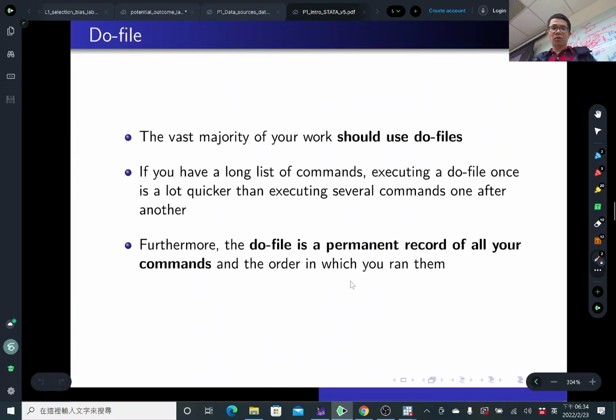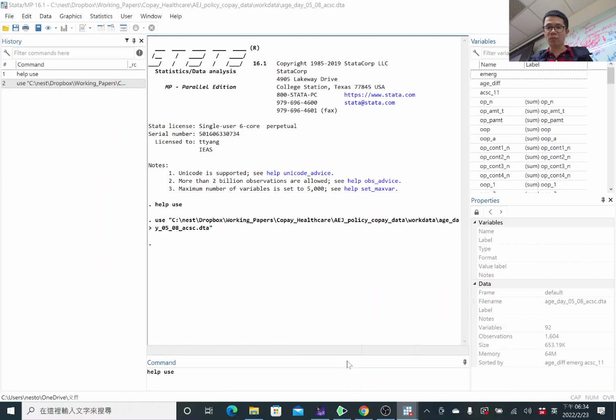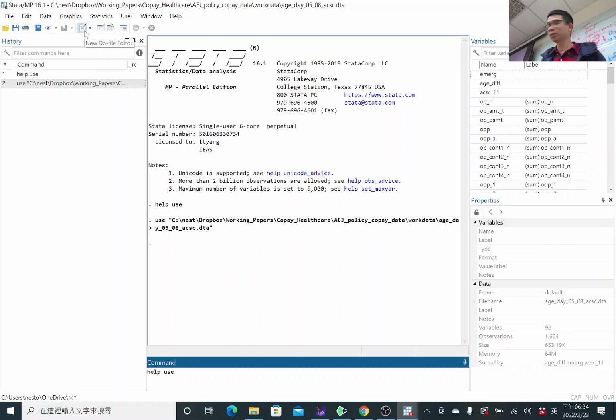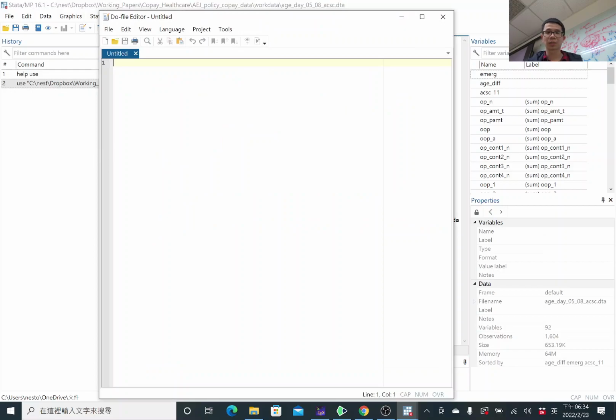So about the do file, you can open it by clicking here, or you type Control 9 to open the do file. When you open it, this is an empty do file, and you just type the command you want to implement.